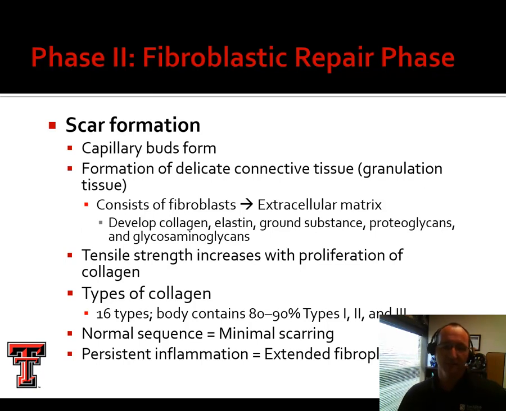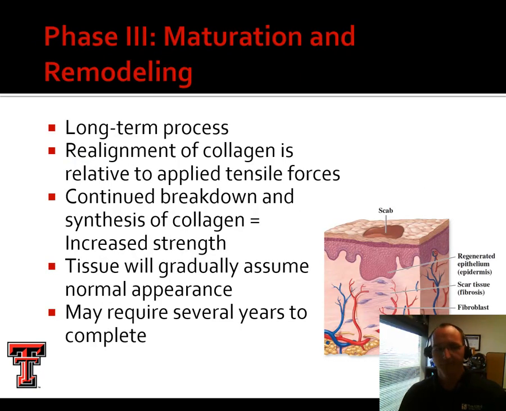There are 16 different types. The body contains 80 to 90% of its collagen is type 1, 2, or 3. If we go through the normal sequence of healing, there's minimal scarring. Okay. If, on the other hand, we've got this persistent or chronic inflammation, then we may end up with what's referred to as extended fibroplasia.